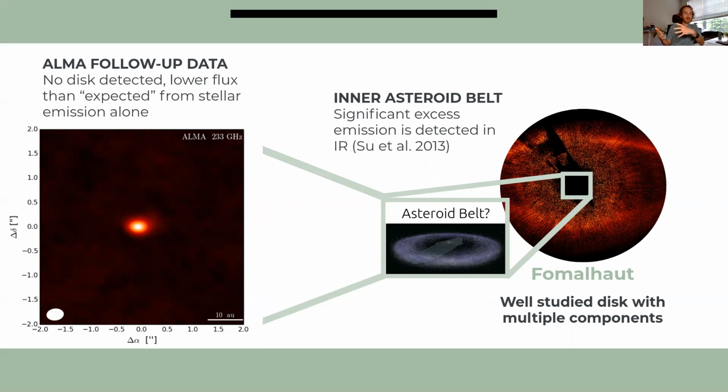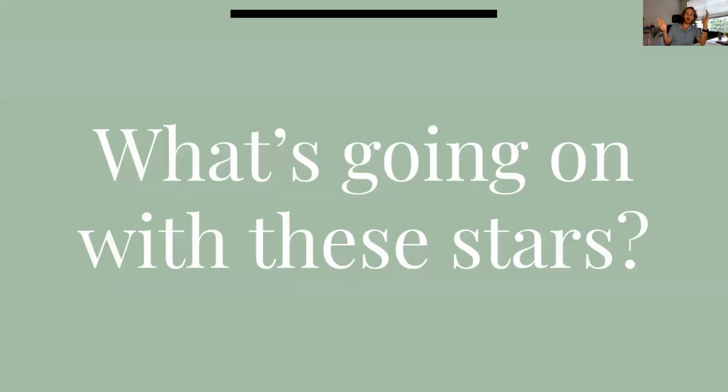But if we don't know what the base level of stellar emission is, then we're not going to know how much excess there could be. So it turns out we just don't know what's going on with these stars. In both of these situations, there's a problem in doing our debris disk science, and it lies with the stars.